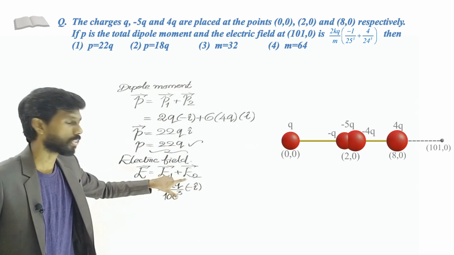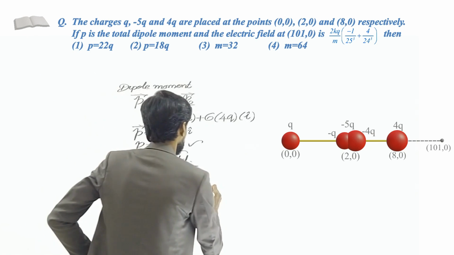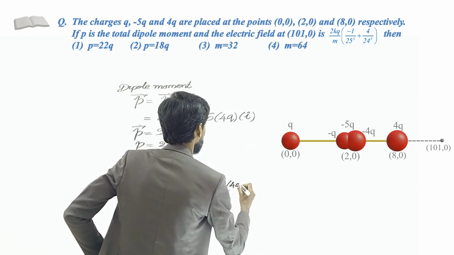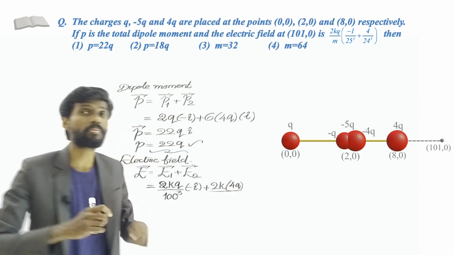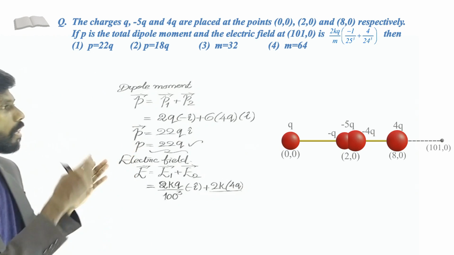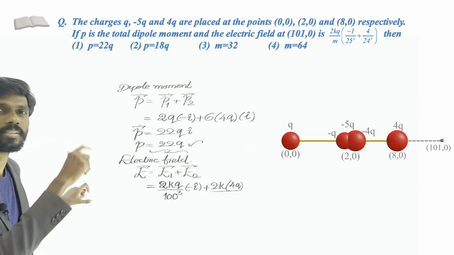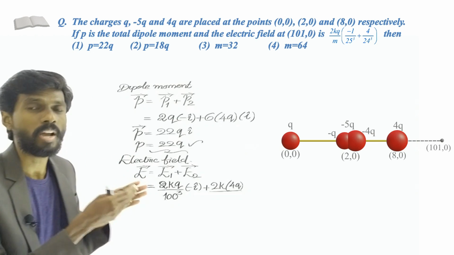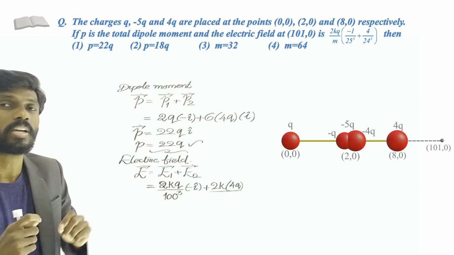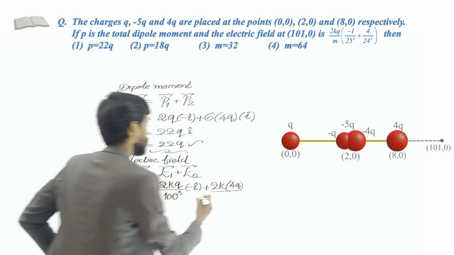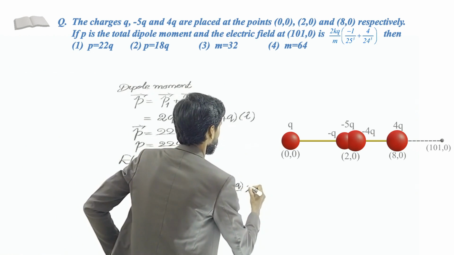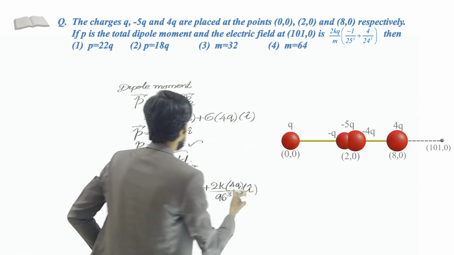Now similarly we will find the electric field due to the second dipole. Same thing: that is 2k, but the charge here is 4q, divided by the distance cube. Again from the midpoint you have to find the distance. What is the midpoint of (2, 0) and (8, 0)? 2 plus 8 is 10, 10 by 2, so (5, 0) is the midpoint. From that, the distance is 101 minus 5, that means 96. So 96 is the value of r here, which means this is 96 cube. The direction is i cap only, positive x-axis, so no problem. So this is our required electric field.